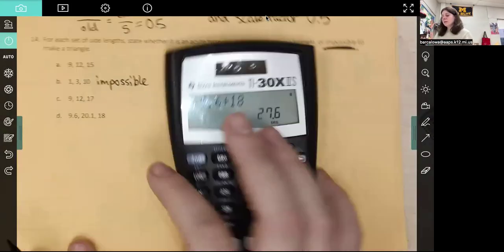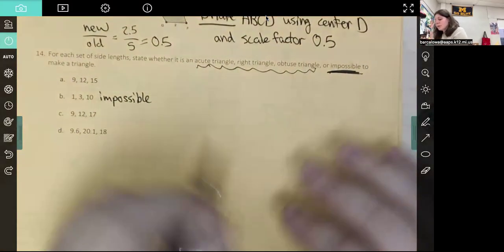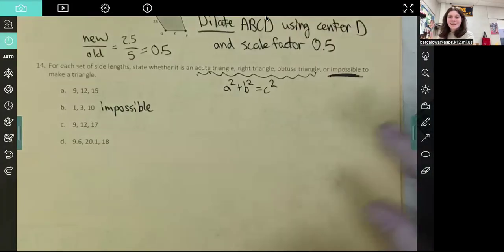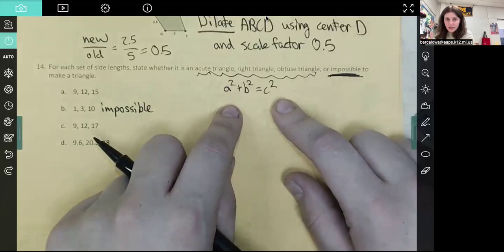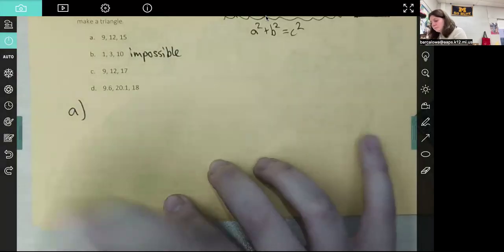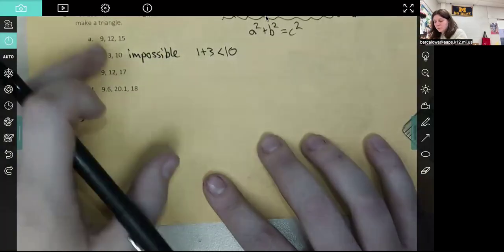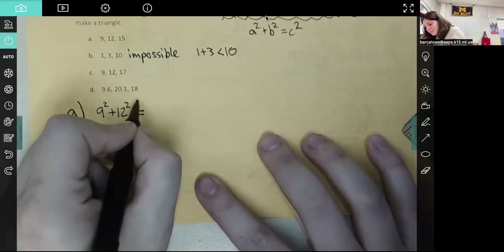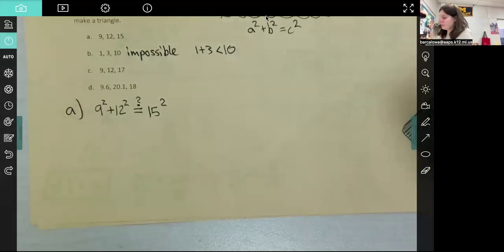Okay. So now, from here, to determine what kind of triangle you have, we are going to use the Pythagorean theorem. Okay? If this is true, I have a right triangle. All right? So let's test what's going on over here. Come down here and do A. So impossible because 1 plus 3 is smaller than 10. So 9, 12, and 15. 9 squared plus 12 squared. Is this equal to 15 squared? I like to put a question mark over that because I don't know that they're equal yet.